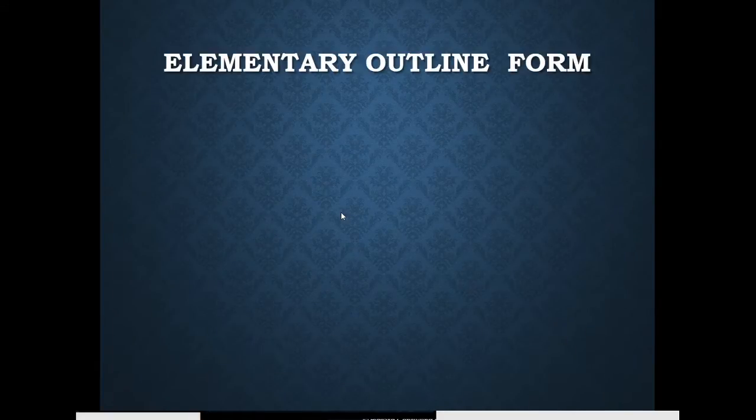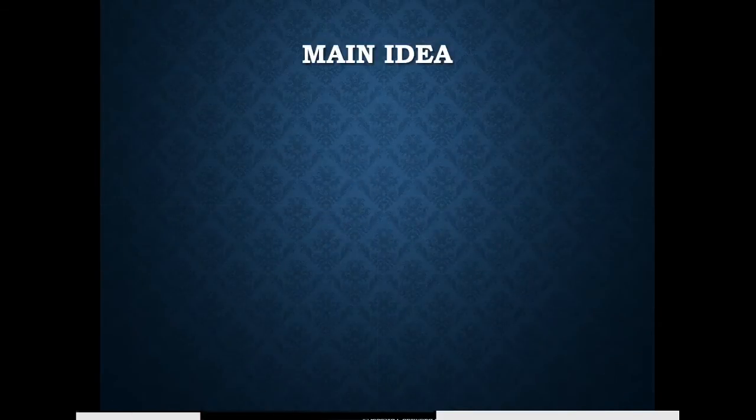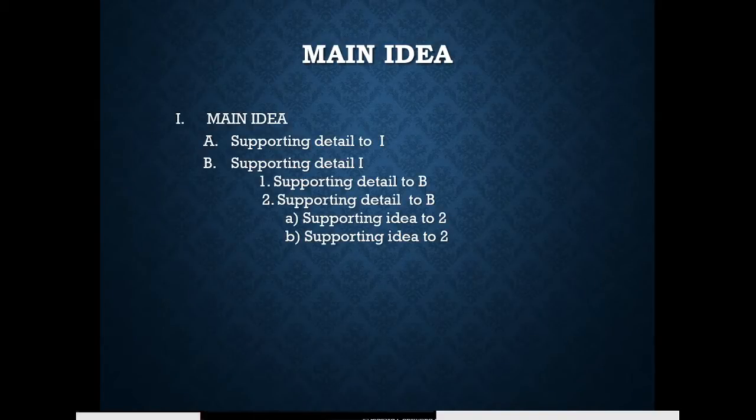Elements of an outline form. The main ideas take Roman numerals, meaning you can use Roman numerals, you can use bullet points, whichever for your main idea. In this case, they're suggesting Roman numerals only because academically, that's what's mainly used. And you will see the structure, which I'm going to show you now, when we get to the main idea.